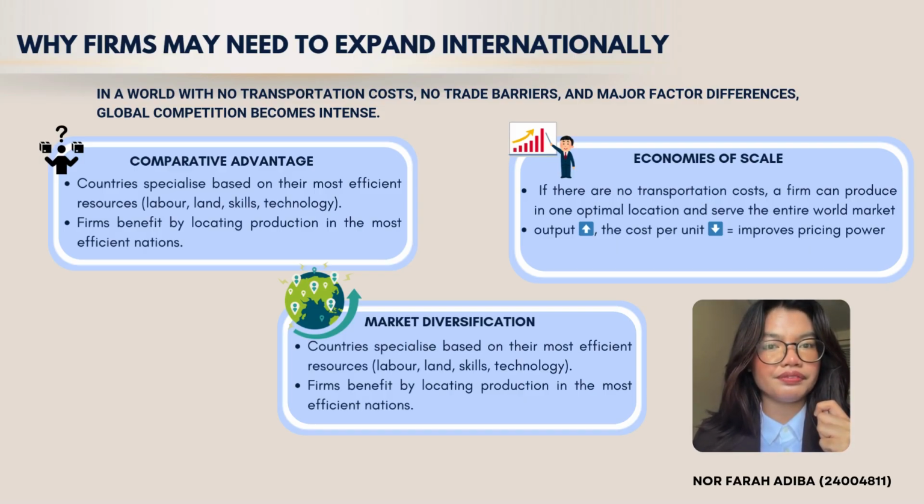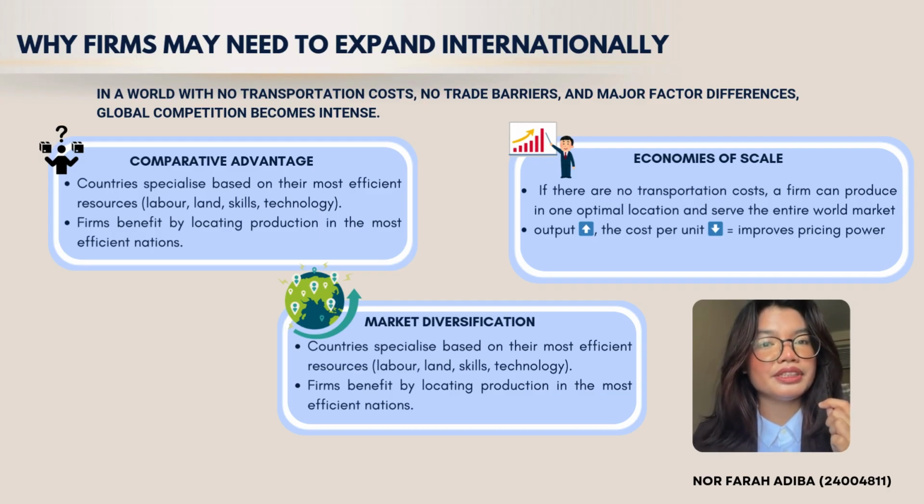From the perspective of comparative advantage, countries will specialize in what they can produce more efficiently. A nation with abundant land may dominate agriculture, while a nation with highly educated labor may specialize in technology. Firms that operate internationally can take advantage of these differences by placing production where factor conditions are most favorable. If they do not, they may face higher costs compared to the competitors that globalize.